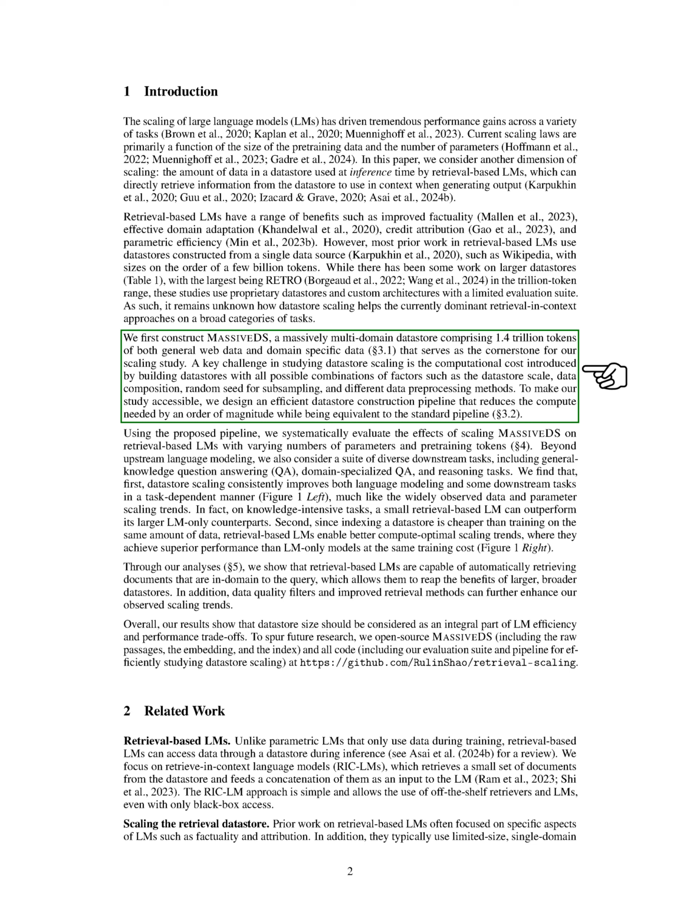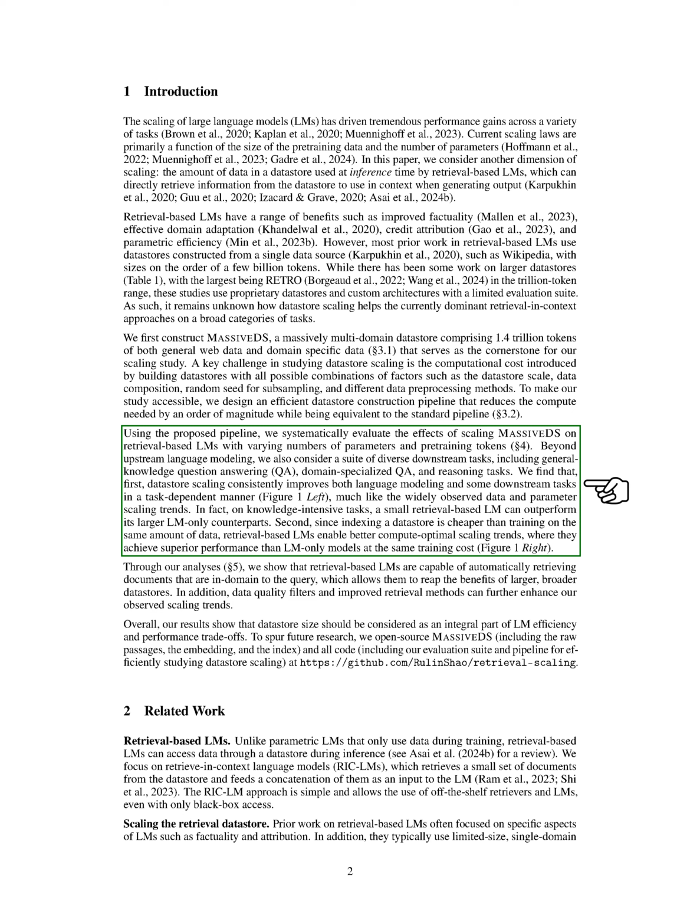One of the main challenges we face in examining datastore scaling is the high computational cost associated with building datastores that consider all possible combinations of factors, such as the size of the datastore, the type of data included, random sampling seeds, and different data processing methods. To make our study more manageable, we have designed an efficient pipeline for constructing datastores that significantly reduces the computational resources needed while still being comparable to standard methods. Using this pipeline, we systematically assess how scaling MASSIVEDS affects retrieval-based LMs with different numbers of parameters and amounts of pre-training data.